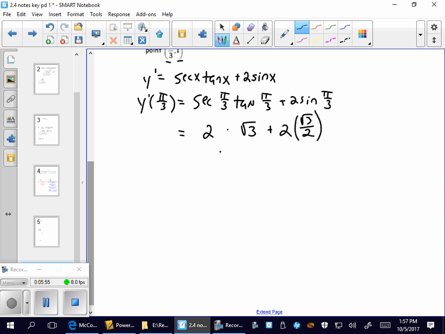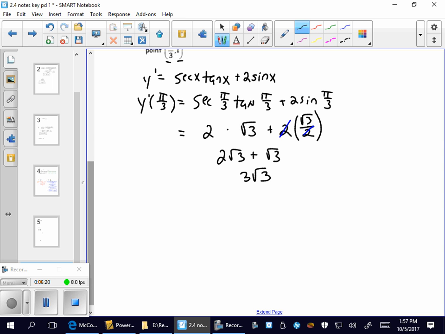So it looks like I've got 2 square root of 3. 2 times square root of 3 over 2, the 2's cancel out. And that leaves square root of 3. So if I have 2 square root of 3 plus the square root of 3, that gives me 3 square root of 3. That is the slope of that graph where the tangent line meets at pi thirds and 1.